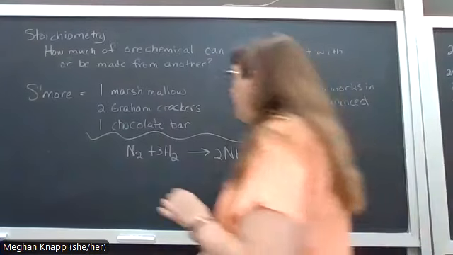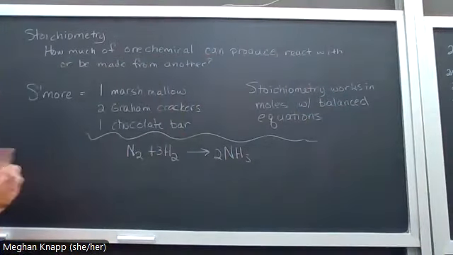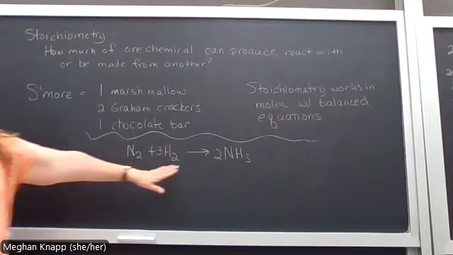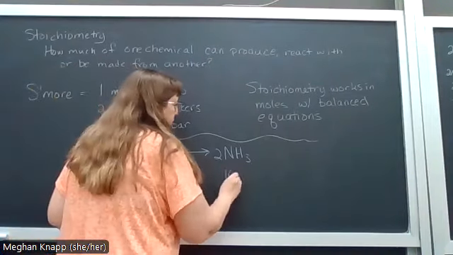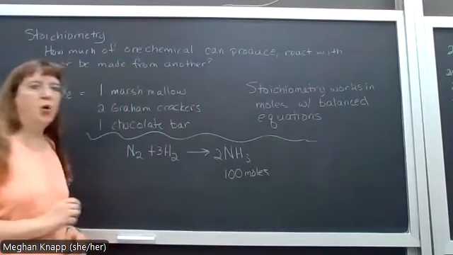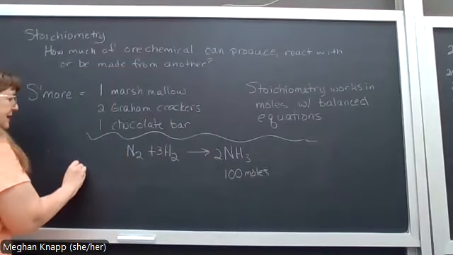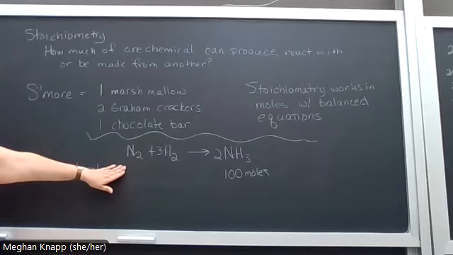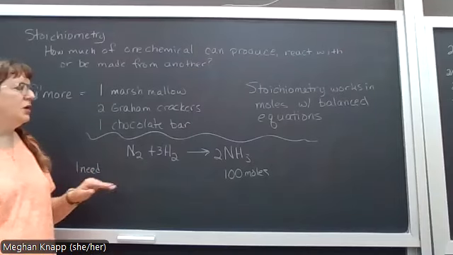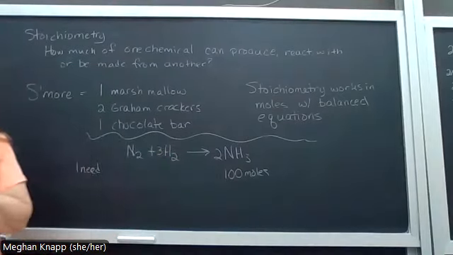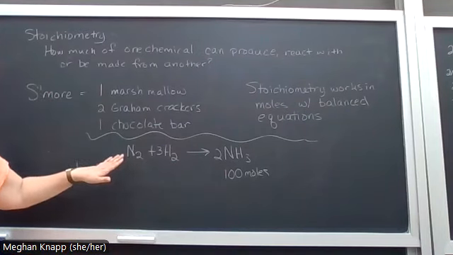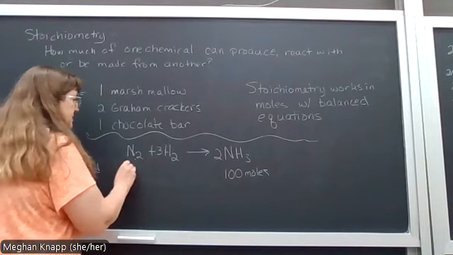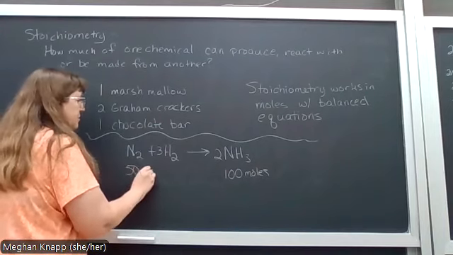So I might think about, if I needed to make 100 ammonia moles, to make 100 moles, how much of the nitrogen do I need? Well, 1 nitrogen molecule will give me 2 ammonia, right? So I have twice as many ammonias as I do nitrogens. That tells me that this is going to be 50 moles.